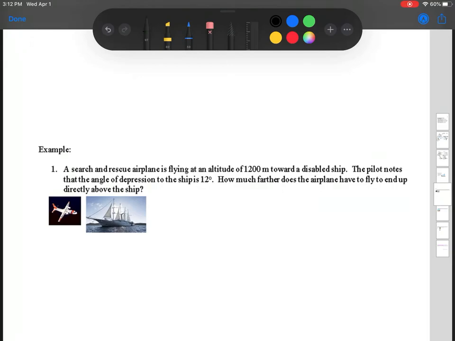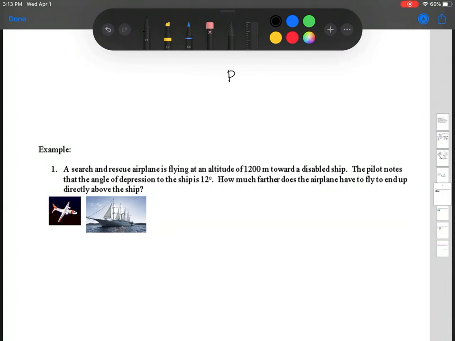So a search and rescue airplane is flying at an altitude of 1,200 meters towards a disabled ship. The pilot notes the angle of depression to the ship is 12 degrees. How much farther does the plane have to fly to end up directly above the ship? Okay, so we've got pictures here, but let's just draw a triangle. So I'm going to use P for plane.